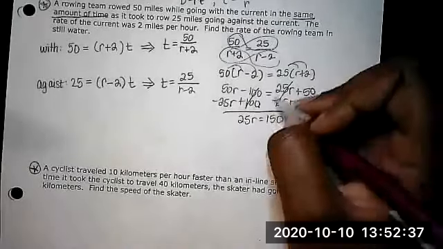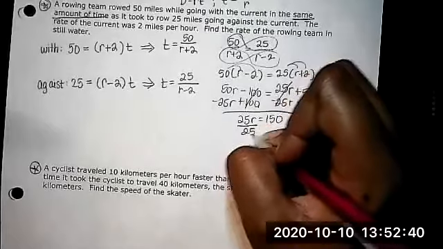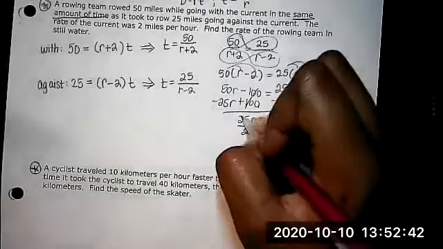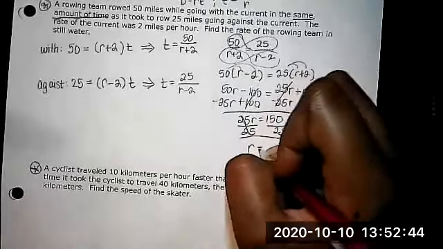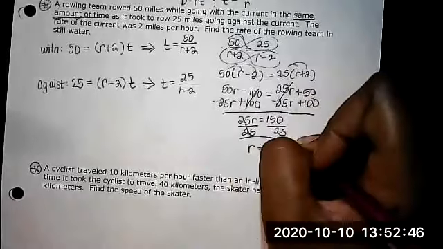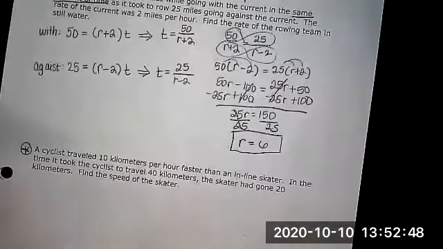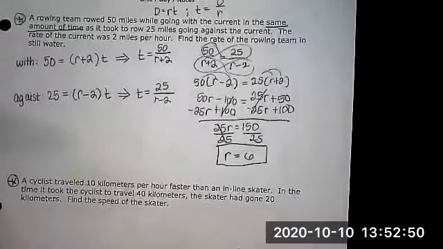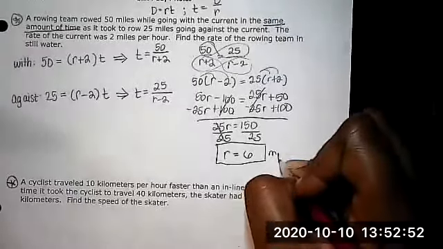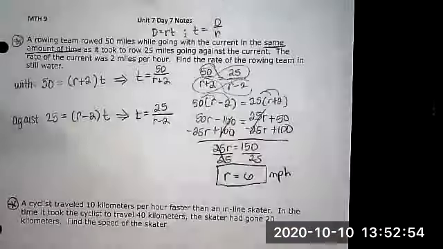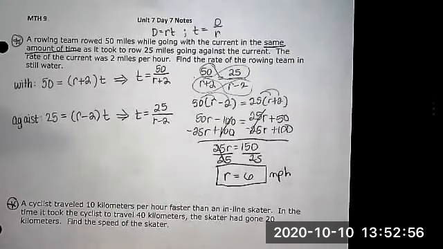And if you divide this by 25, R is equal to 150 over 25, which is 6. Okay. So your rate is 60 miles per hour, or 6 miles per hour, sorry. Find the rate of the rowing team in still water: 6 miles per hour.